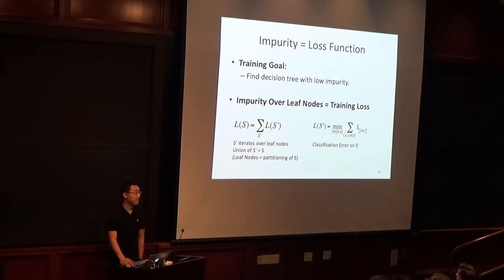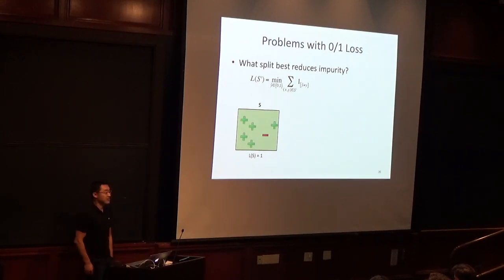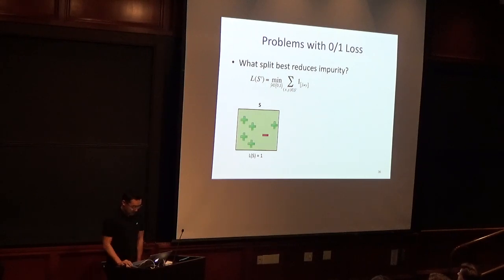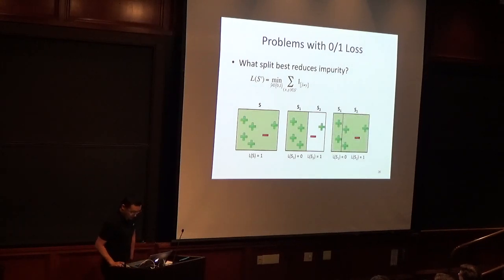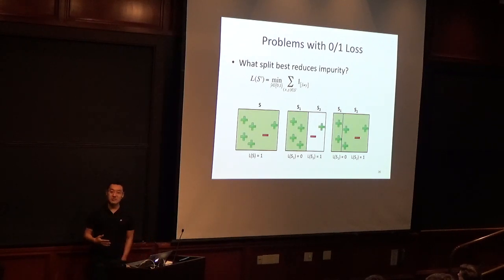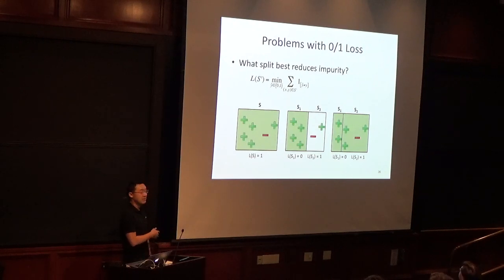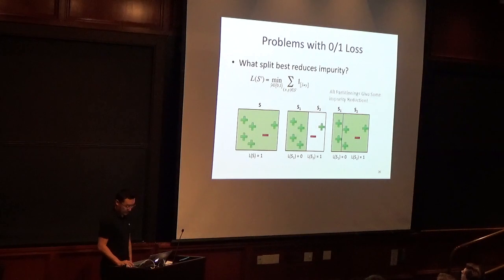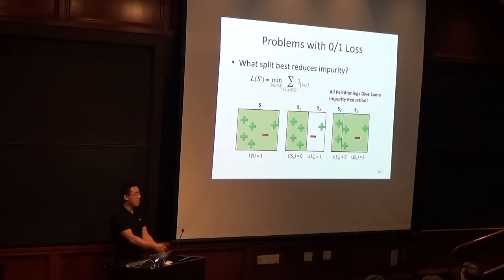Any questions so far? Okay. So I'm going to come back to a problem with 0-1 loss. Some of you probably have already guessed that 0-1 loss has a problem. So here's one example. In this particular example, there's no way for a single split of the data to reduce the impurity from the root node. No matter what split you try, if you use 0-1 loss as your impurity, all the possible splits lead to an impurity that is the same as having not done the split at all. In other words, all partitionings of the parent node, in this case just the root node, give the same impurity reduction of 0.